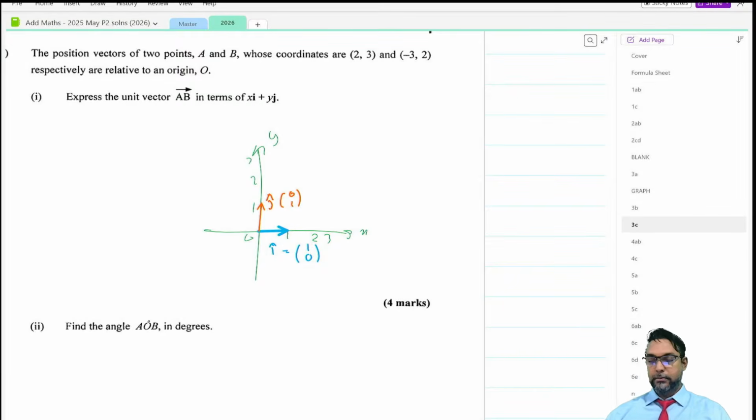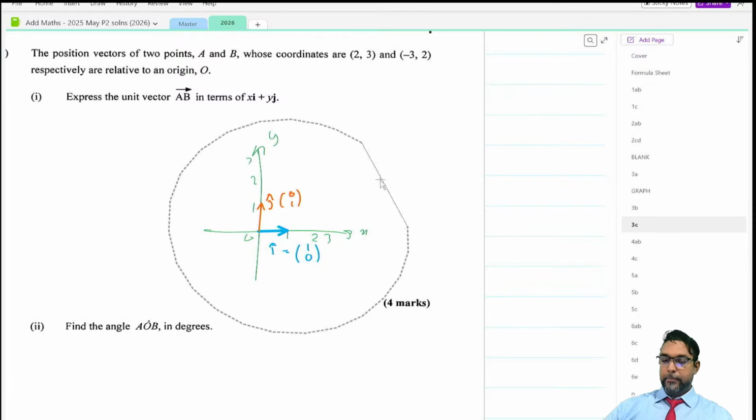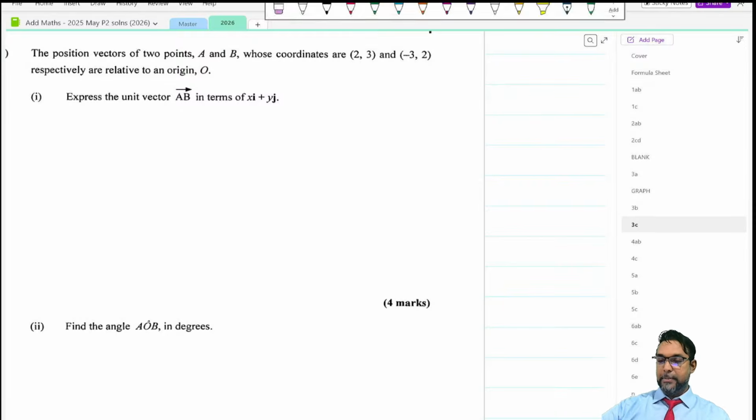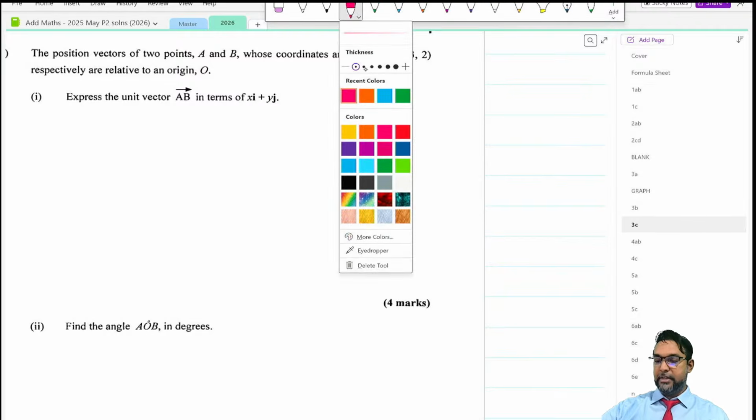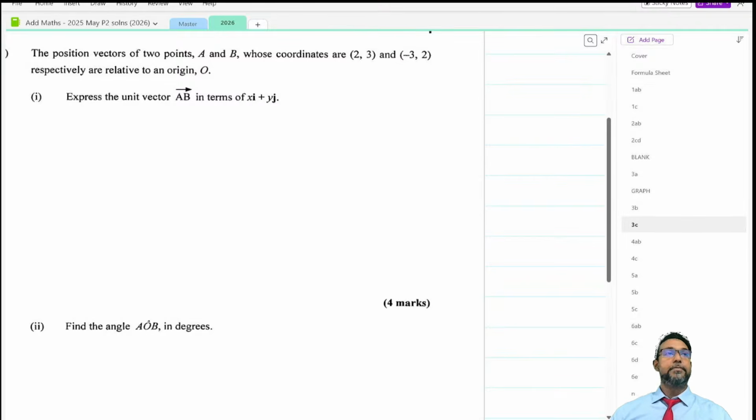So is it just asking us to add the two, like OA, OB? Right. Express the unit vector AB. The first thing we have to find is the vector AB, and then find a unit vector. Just by the way, this is not phrased correctly. It's supposed to say the unit vector in the direction of AB, because AB is not a unit vector. Unless they meant to say express the vector AB in unit vector terms, which would then make it redundant.